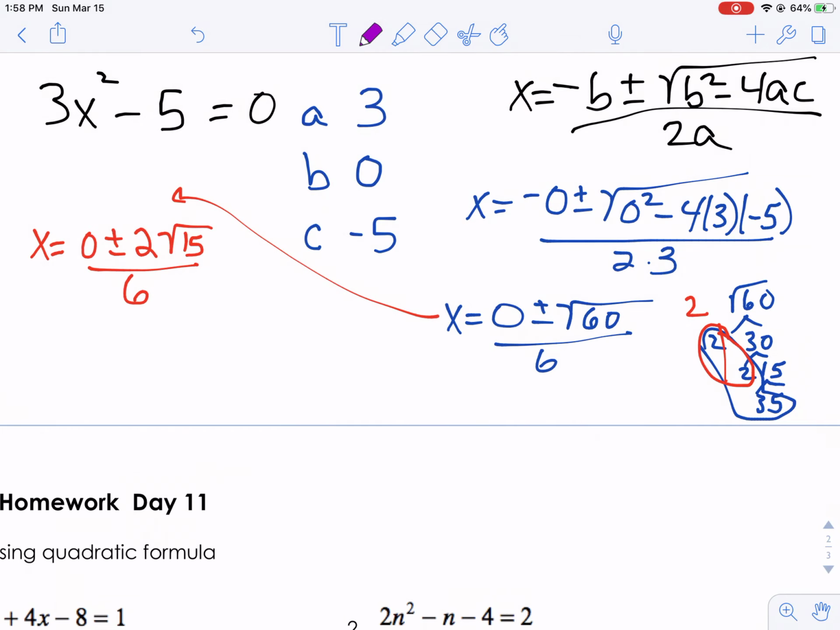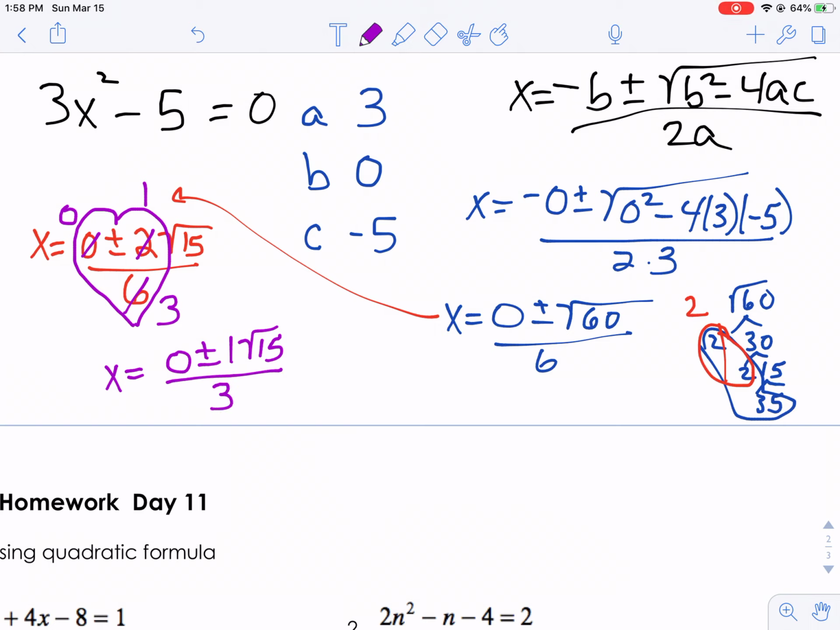Because there's a radical there, we want to draw the heart around my 3 nice pretty numbers. Is there a number that can divide into all 3? Well, they're all even, so I can divide them all by 2. 0 divided by 2 is still 0. 2 divided by 2 is 1. 6 divided by 2 is 3. So my final simplified answer is 0 plus or minus 1 square root of 15 all over, make sure that bar is all the way across, 3. And there's your 2 simplified answers.